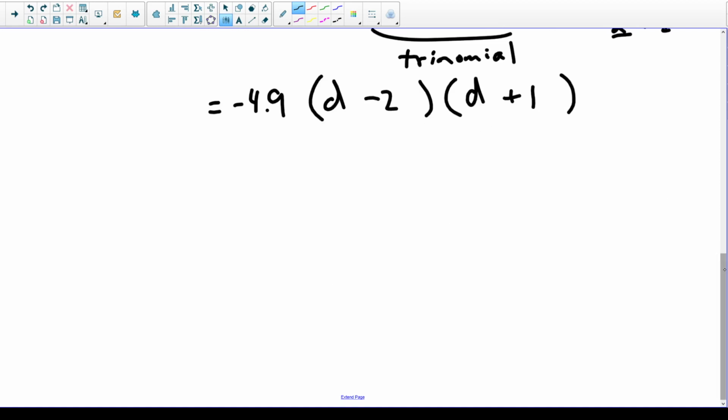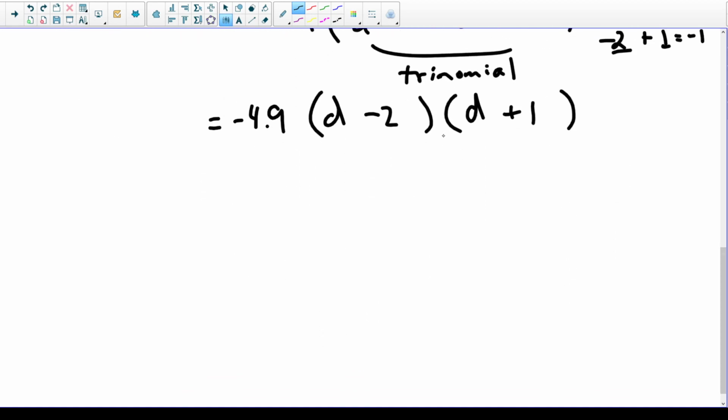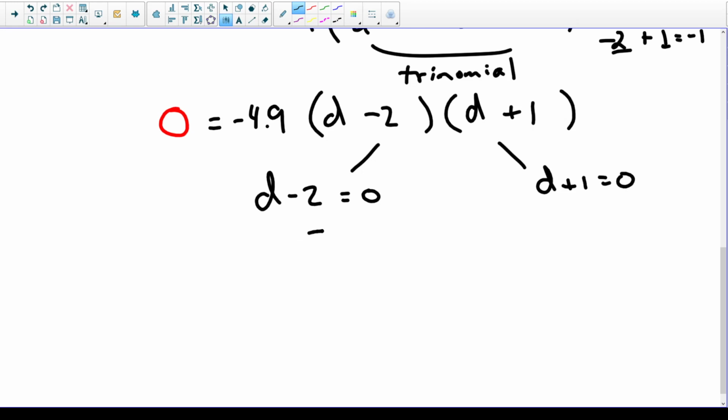Now we're looking at how to find the distance that the car hits the ground at. So we need to solve for a distance when the car is on the ground. So what height will we be at when we're on the ground? We'll be at a height of 0, so we're going to temporarily set this equal to 0. We're going to take our two brackets. Once again, the negative 4.9 isn't considered when we're finding our zeros or our roots because there's no way that can make the equation equal to 0. The only thing that can make the equation equal to 0 are the two brackets. So if I do d minus 2 equals 0 and d plus 1 equals 0, I'm going to isolate for d.